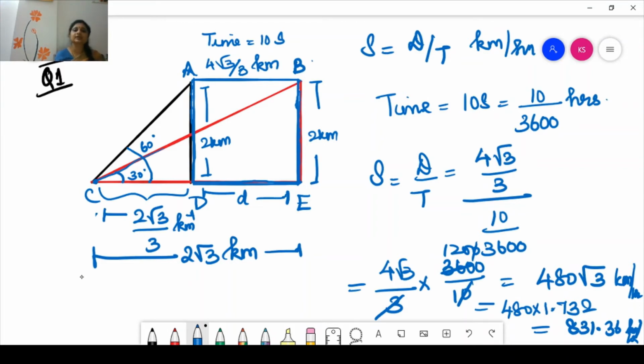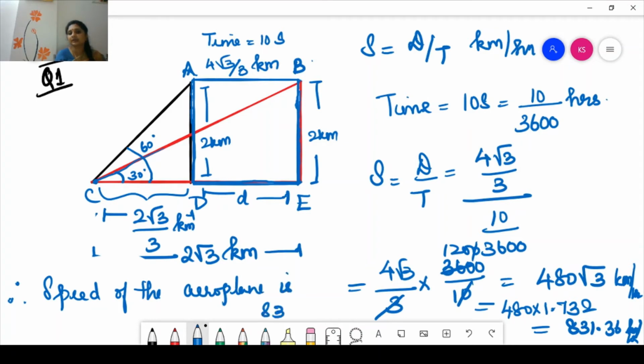So what are we left with? We need to write the final answer statement. Therefore, the speed of the aeroplane is 831.36 kilometer per hour. We have expressed it in kilometer per hour.